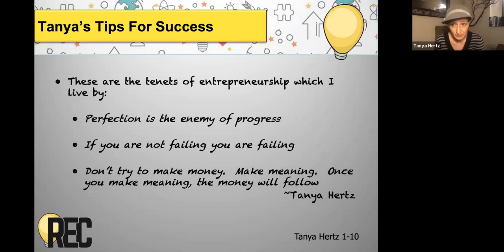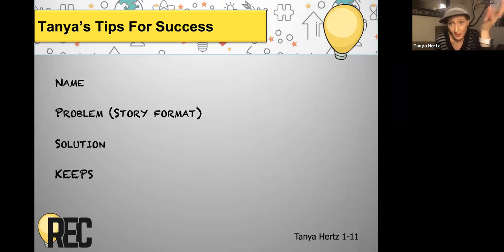Failing is part of entrepreneurship. And then I tell people, don't try so hard to make money. Instead, focus on making a meaning, making a difference. And once you make that meaning, once you make the difference, the money follows, right? So do something that you're passionate about, that you care about. Your life is short. And there is my timer.